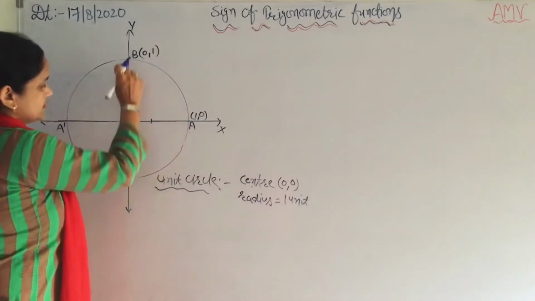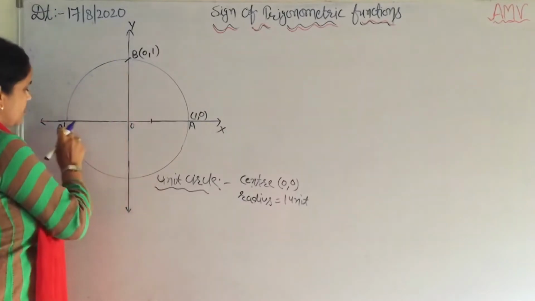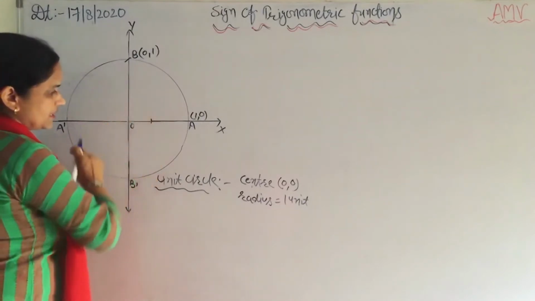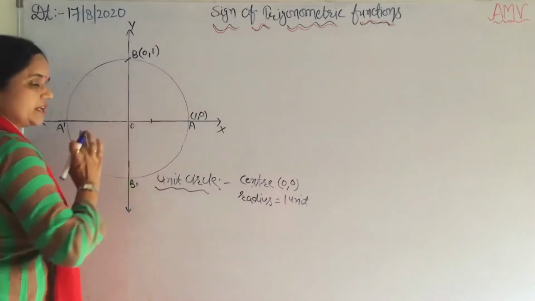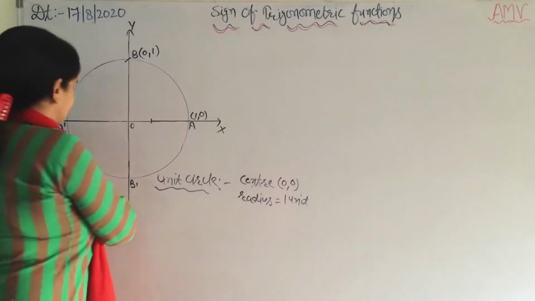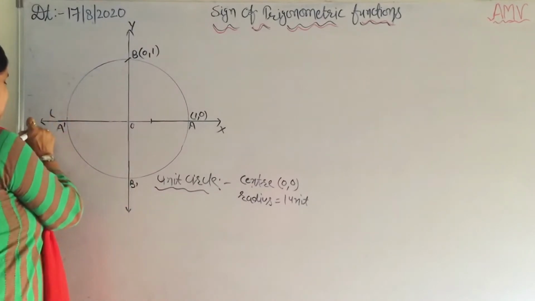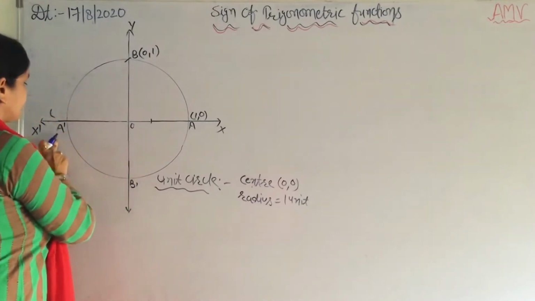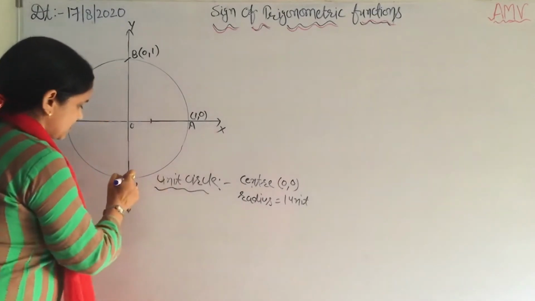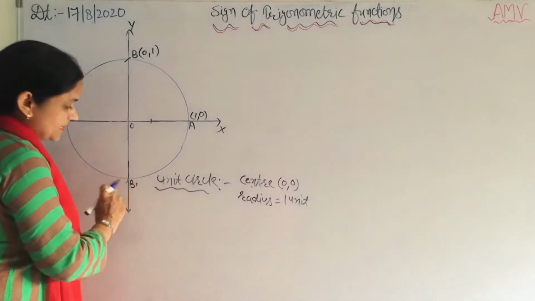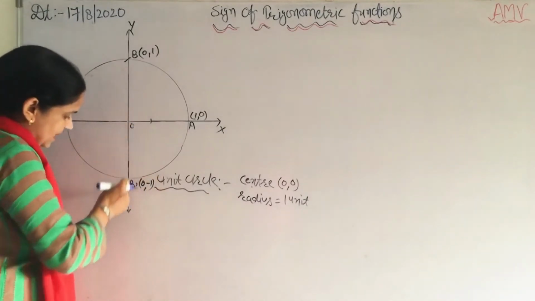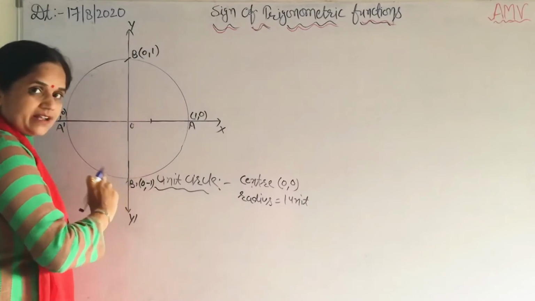Since all these lines OA, OB, OA dash and OB dash are radii of the circle, these are all equal to 1 unit. Now the coordinate of point A dash: it is on the negative x-axis, so the coordinate of A dash is (-1, 0), with y coordinate 0. Same here, the coordinate of B dash is (0, -1), on the negative y-axis.